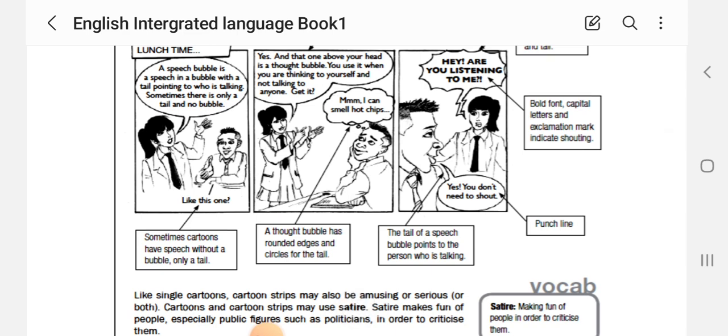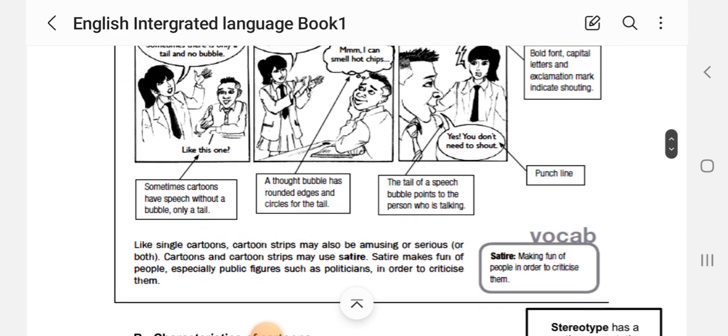That is a punchline. That will be the last thing that will be said. So a cartoon will end with a punchline. So sometimes cartoons have speech without a bubble and only a tail. We've gone through that. So those are the things that you have to look out for in a cartoon.